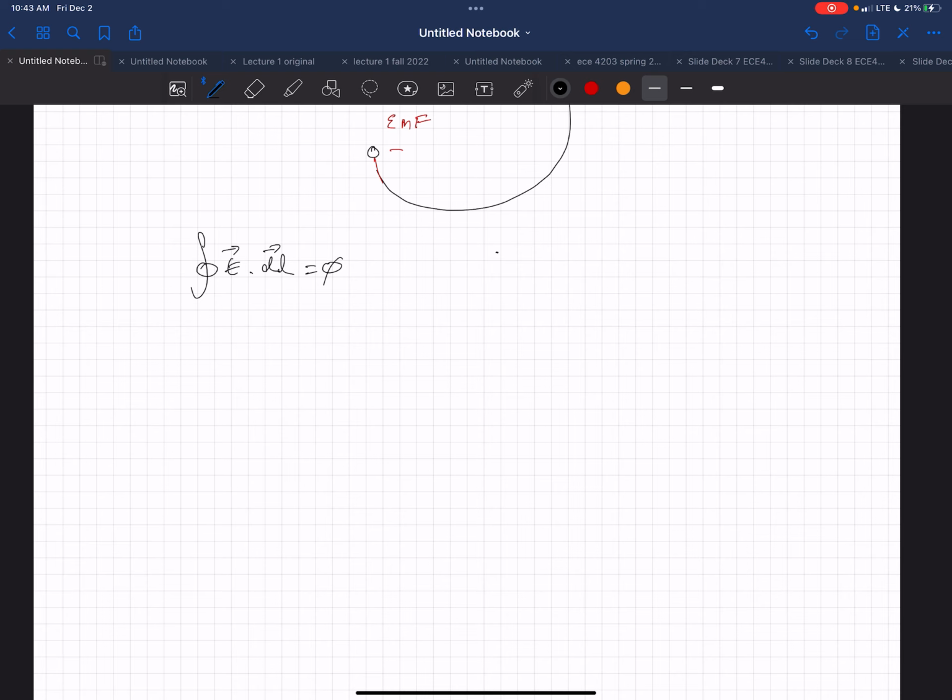So Faraday, this is like if you just had an electric field. What Faraday found out is that if you have this EMF, this integral of E dot dl is not equal to zero, provided there's a magnetic field.